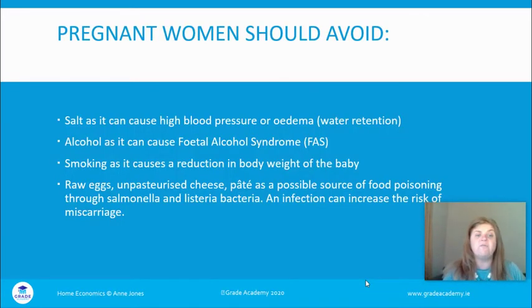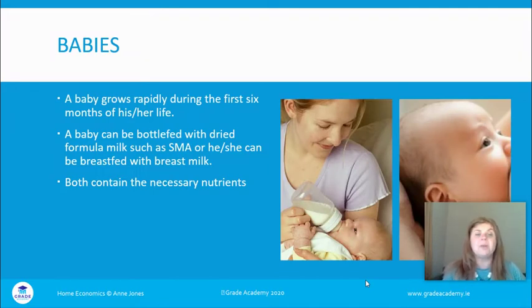Now, a pregnant woman should avoid salt as it can cause high blood pressure or edema, which is water retention. Water retention can be a particular issue for pregnant women, particularly later in pregnancy when they would be maybe larger. Avoid alcohol as it can cause fetal alcohol syndrome. That's where the baby itself has issues when it's actually born, low birth rate, etc. Avoid smoking as it causes a reduction in body weight of the baby, and avoid raw eggs, unpasteurized cheese, and pate, as there is a possible source of food poisoning through salmonella and listeria bacteria. An infection like this could increase the risk of miscarriage, particularly during the early stages of pregnancy, during the first trimester.